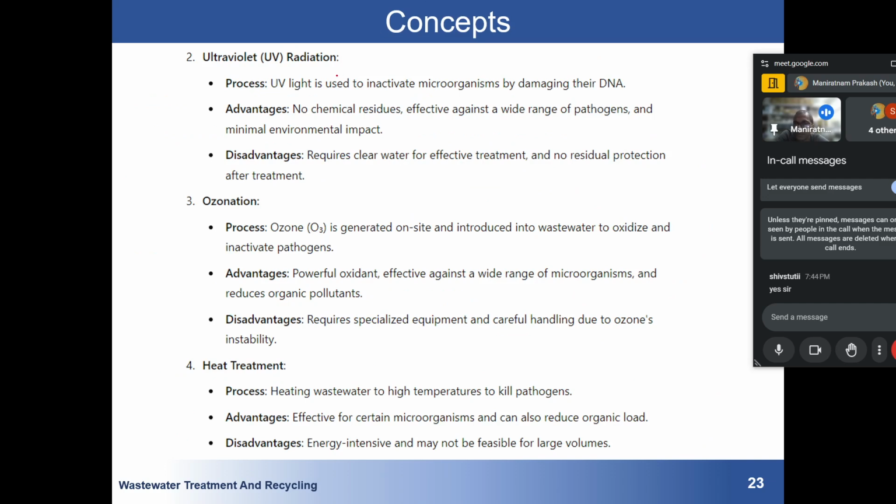Then we have UV rays, which is very costly. That's why generally these are not used. UV inactivates microorganisms by damaging their DNA. No chemical residue, effective against a wide range of pathogens and minimum environmental impact. Requires regular maintenance for effective treatment, and no residual protection. It means once the water has passed through the treatment, and after a few hours some contaminants enter, there won't be any use of this ultraviolet.